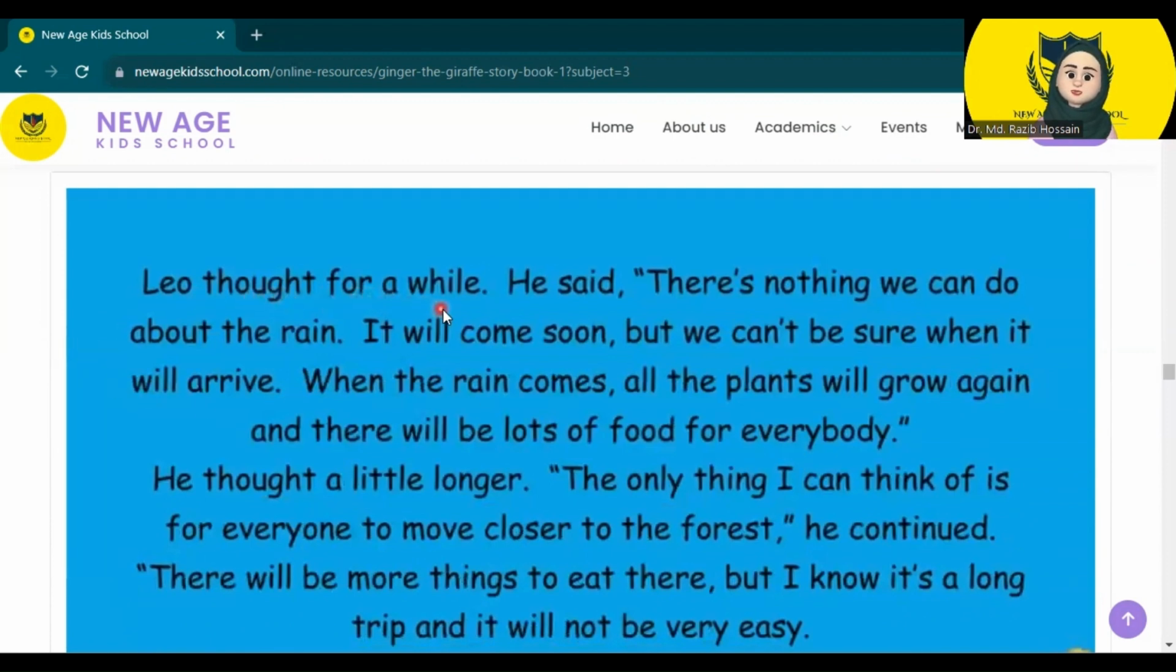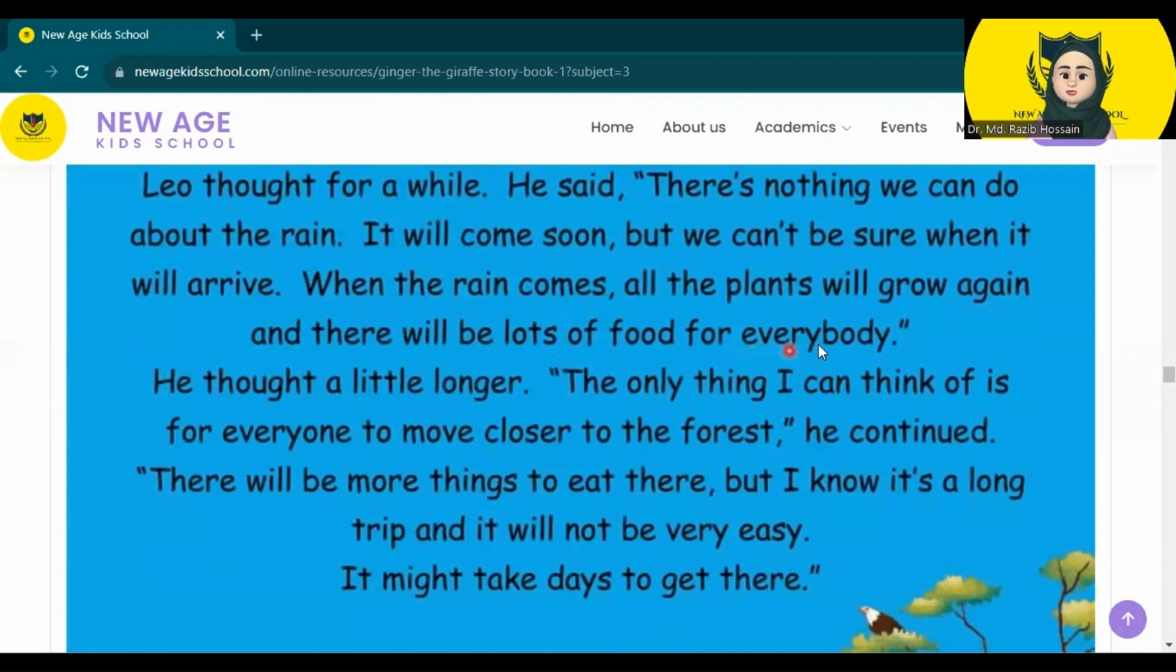Leo thought for a while. He said, "There's nothing we can do about the rain. It will come soon, but we can't be sure when it will arrive. When the rain comes, all the plants will grow again, and there will be lots of food for everybody." He thought a little longer. "The only thing I can think of is for everyone to move closer to the forest." He continued, "There will be more things to eat there, but I know it's a long trip and it will not be very easy. It might take days to get there."